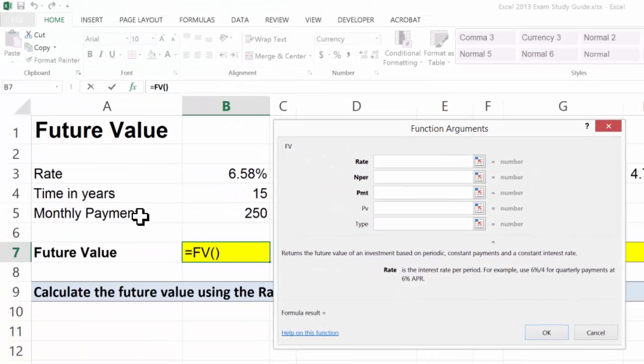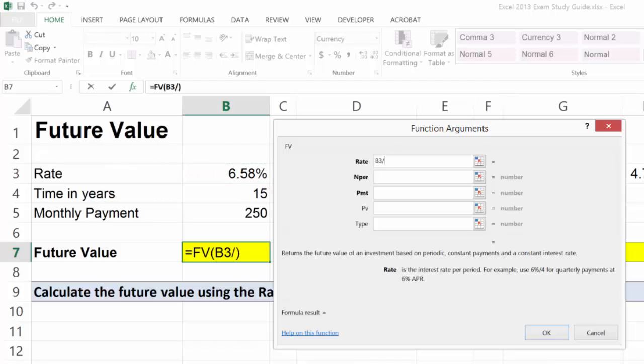Now, we're making monthly payments, so we have to make sure to take this annual interest rate and the time in years and convert them to months. So the rate is the interest rate per period. For example, use 6% divided by 4 for quarterly payments. Now, we don't want to type in the 6%. We want to use the cell reference. And the reason we use the cell reference is we can turn around and change these numbers and watch that our result will dynamically change.